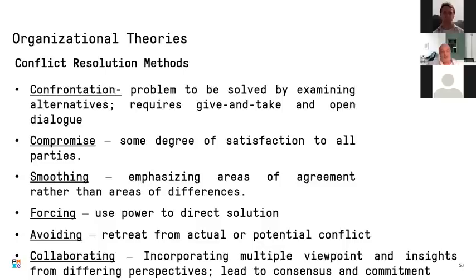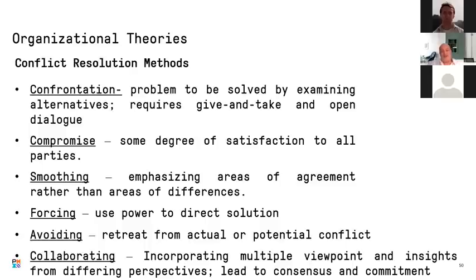Collaborating is partly like the confrontation in the beginning, but it's incorporating multiple viewpoints. Collaborating, or problem solving, is the best answer in the exam question. Why is it the best answer? Because it's getting different points of view, but it's not like compromise, where I'm taking part from here and part from there.